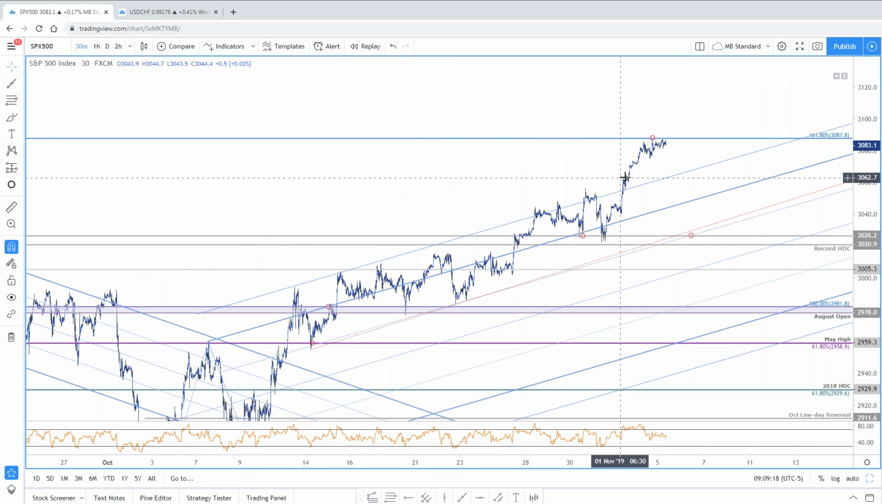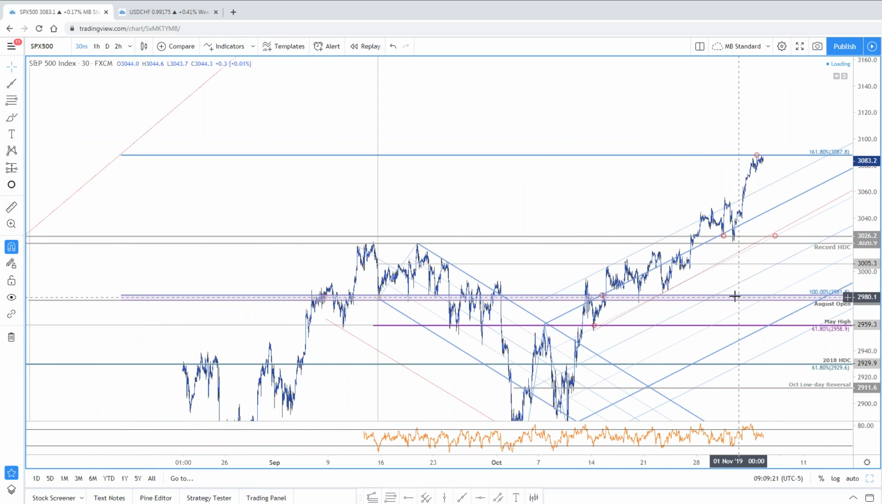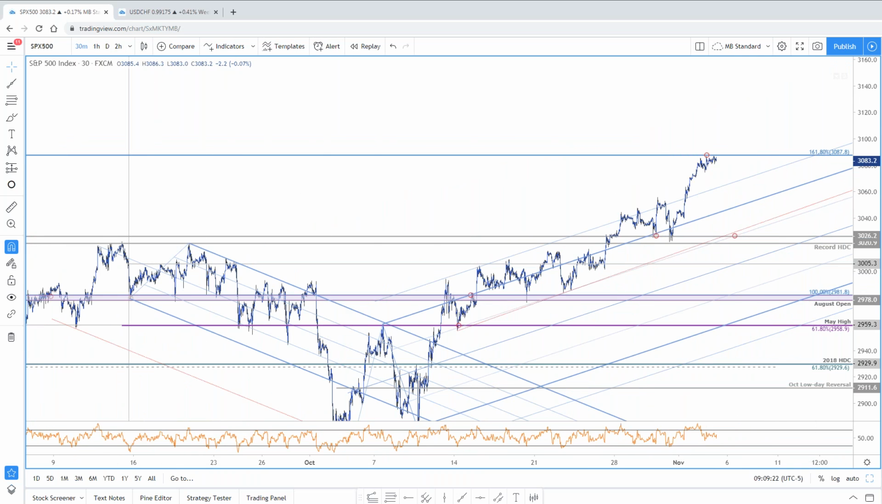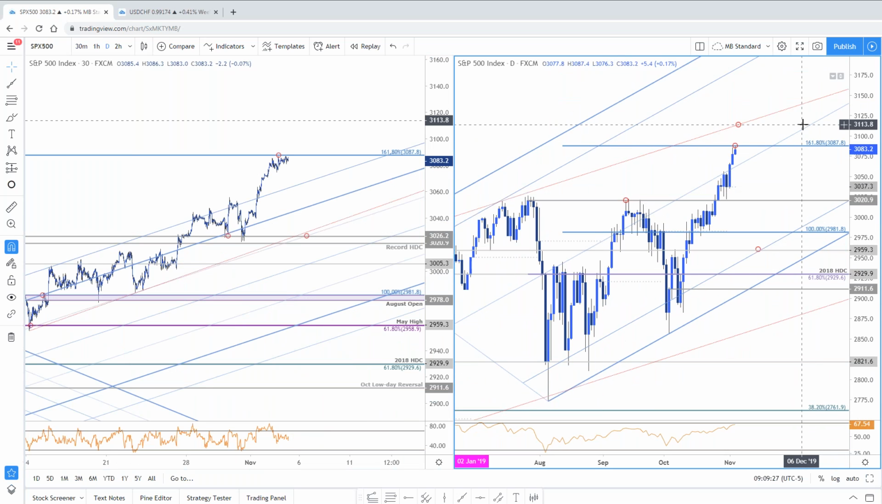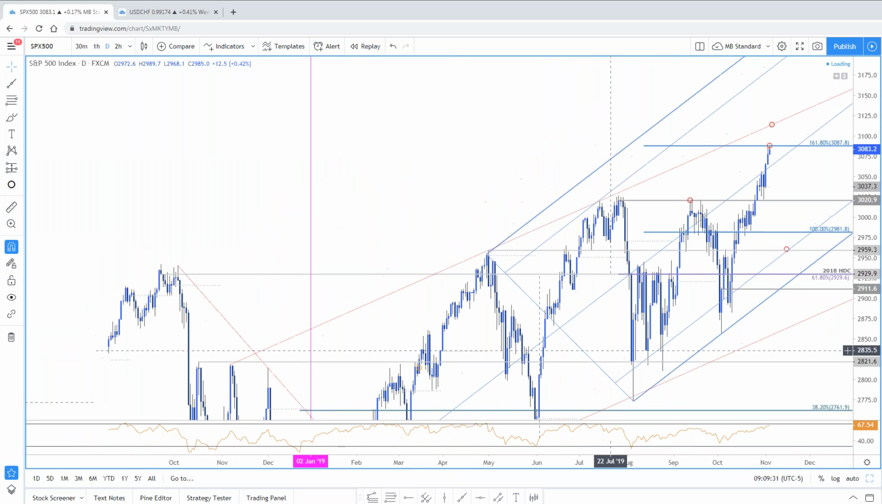You know what I mean? I don't have anything above 3087. I don't have anything above that, even on the daily chart, until you get into like 3113, 3115. I think that's the level I talked to you guys about yesterday.